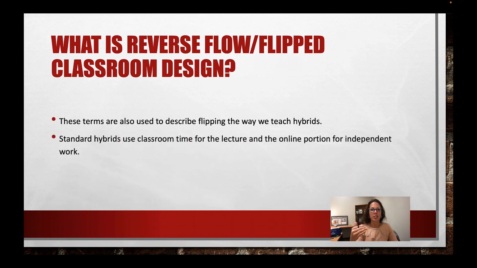So standard hybrid models have the in-person meeting that you have with folks be the live lecture, you're doing the PowerPoint in the class, and then outside of that, online format, you are doing independent work, reading of the chapters and doing the assignments. So a flipped classroom or a reverse flow, you do the opposite.